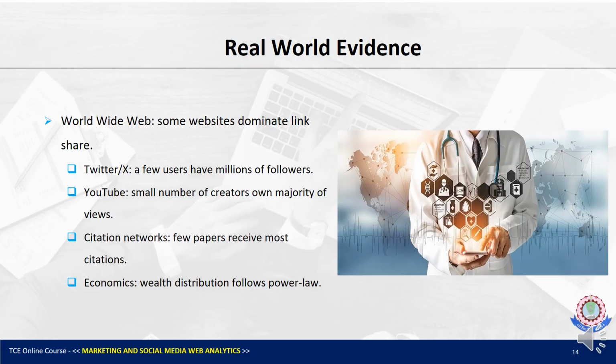Real-world evidence. This phenomenon is not theoretical. It matches real-world data. A few websites receive the majority of traffic. A few social media users dominate follower counts. A few scientific papers receive most of the citations. Wealth distribution also follows a power law pattern. So these are some of the evidence in the real world for this rich get richer effect.